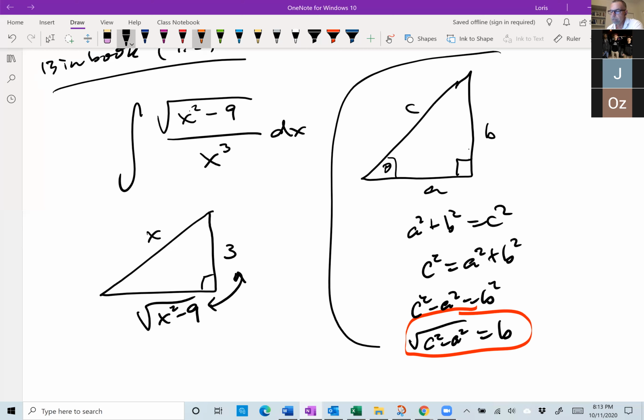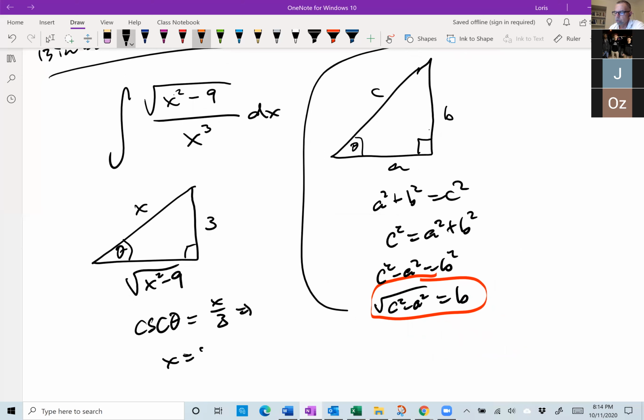Now, this is not the one, because in order to get theta and x together, we have to use a trig function, and the only trig function that'll work for that is cotangent. Cotangent of theta. Tangent is not cotangent, I'm being stupid. Cosecant. Cosecant of theta. Sine is opposite over hypotenuse, so cosecant is hypotenuse over opposite. That would give me x over 3. And so then I would get x equals 3 cosecant of theta.